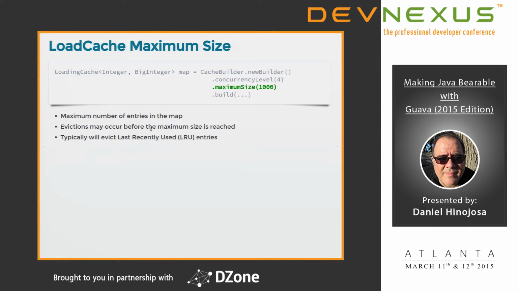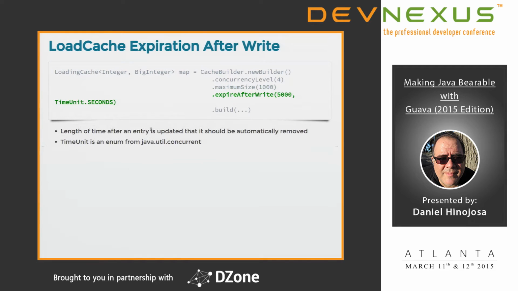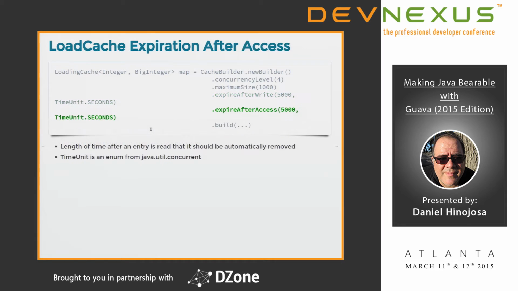I can specify the maximum size, and behind the scenes, again, all this happens behind the scenes. If it's getting closer to 1,000, then the cache is going to start evicting entries based on least recently used. I could expire after a few seconds. So let's say I wrote to this particular cache. After 5 seconds, that will be expired and will be garbage collected. I could expire after a certain access. So if it has not been seen in the last 5 seconds, go ahead and reclaim that.